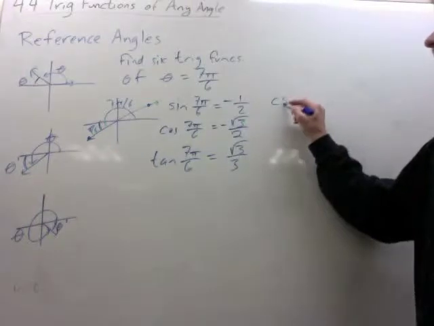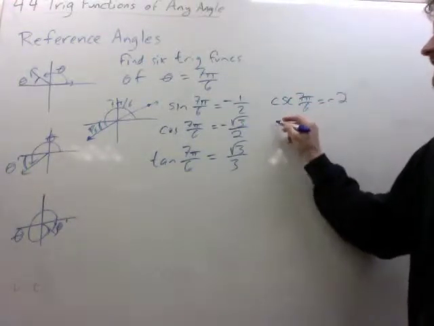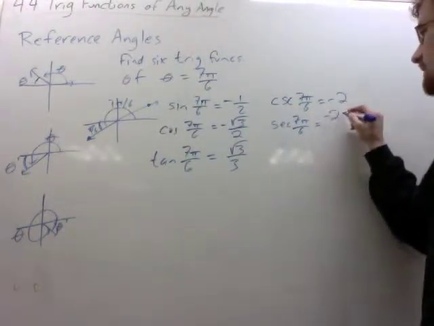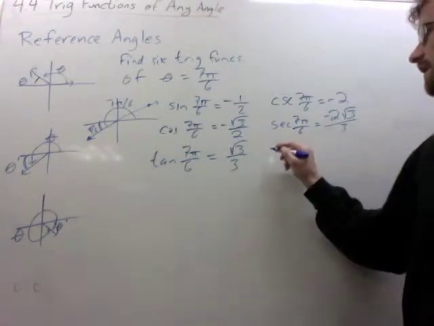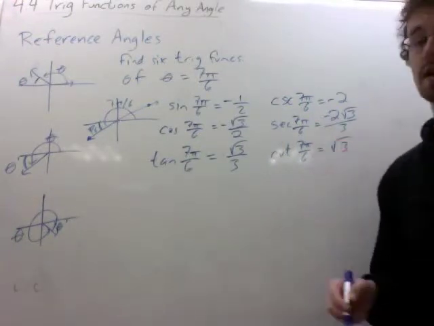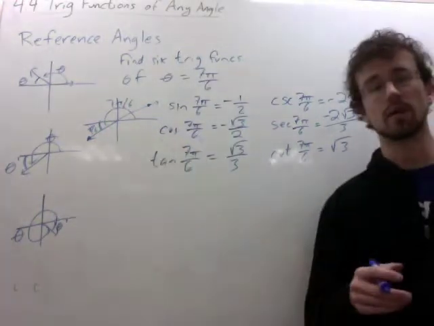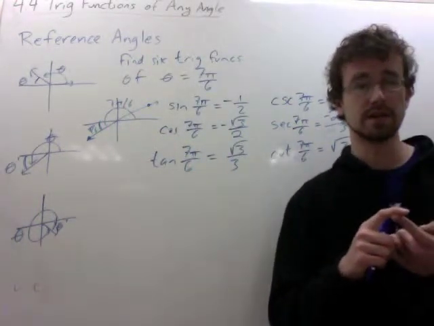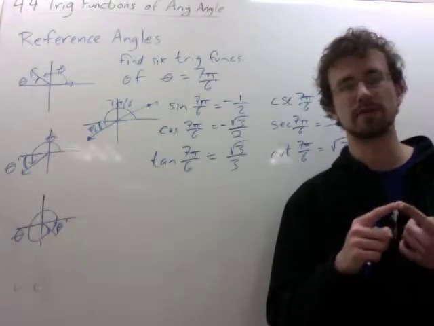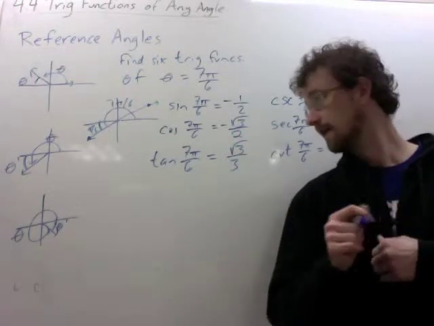And then we can find the other three just by taking reciprocals. Cosecant would be -2. Secant would be -2√3/3, and cotangent would just be √3. So to find the trig function of an angle we don't know, an angle out in one of our other quadrants, you just figure out what the reference angle is, and as long as that is an angle we know the trig functions of, then you can evaluate all the angles just by attaching the correct sign.